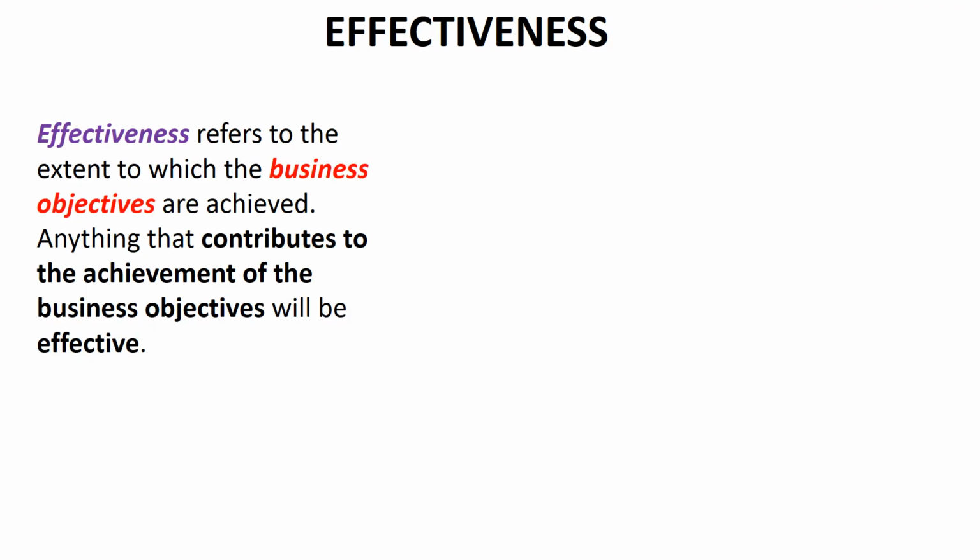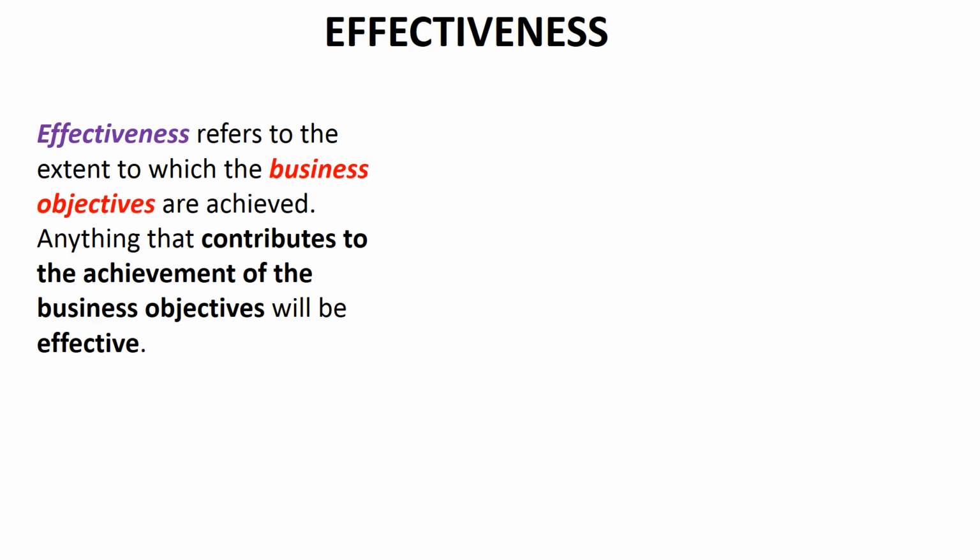This brings us to the concept of effectiveness. Effectiveness is different from efficiency. Effectiveness refers to the extent to which the business objectives are achieved. Anything that contributes to the achievement of the business objectives will be effective. So, when we are talking about the effectiveness of a production process, we need to analyse how the production process is helping the business achieve its business objectives.